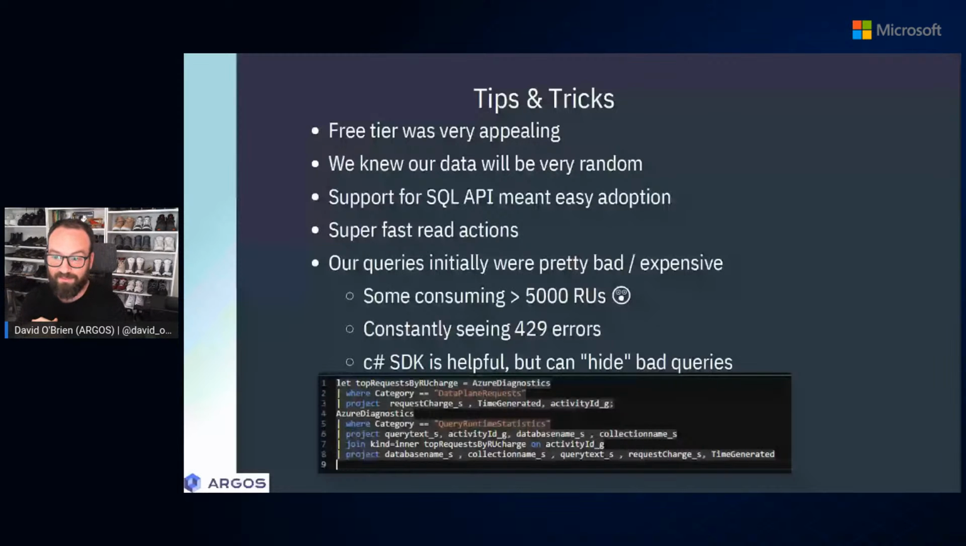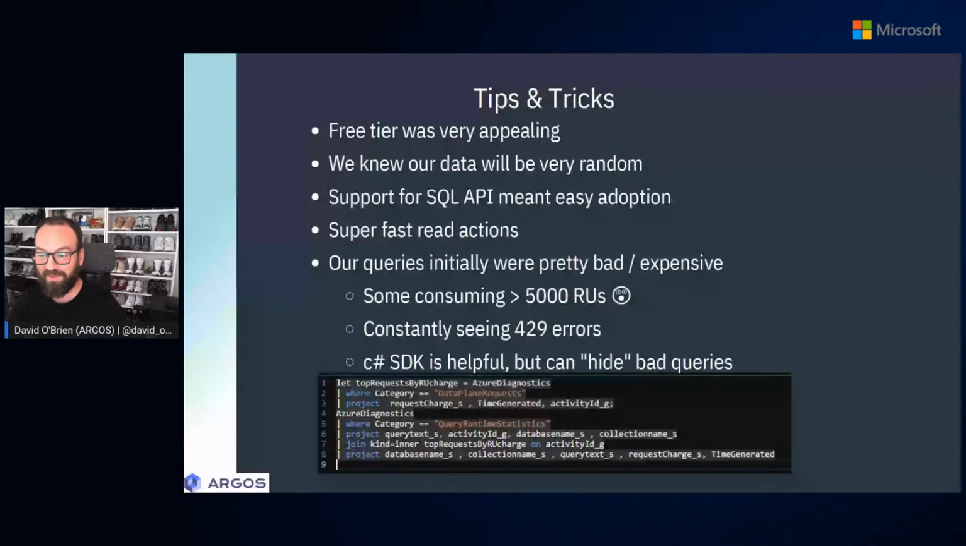Speaking of querying it back, support for SQL API meant that all our .NET developers were right at home. It was really easy adoption. Really fast read actions were important to us because we query our database a lot. All our scans, because we scan pretty much in real time, we scan our customer environments continuously. We needed to read so many times, and Cosmos is just great for that.